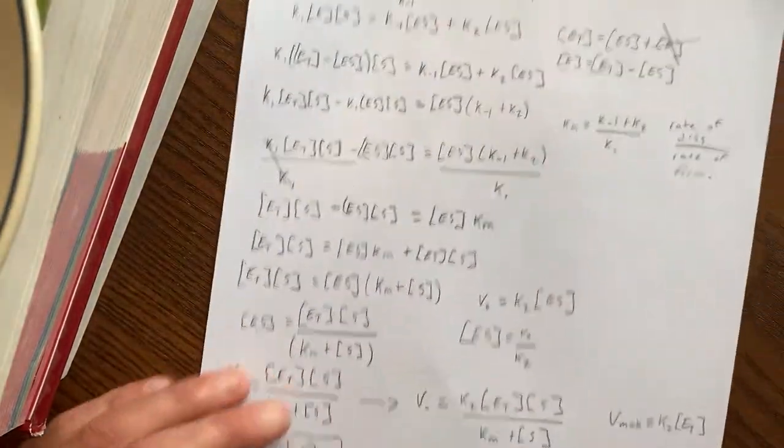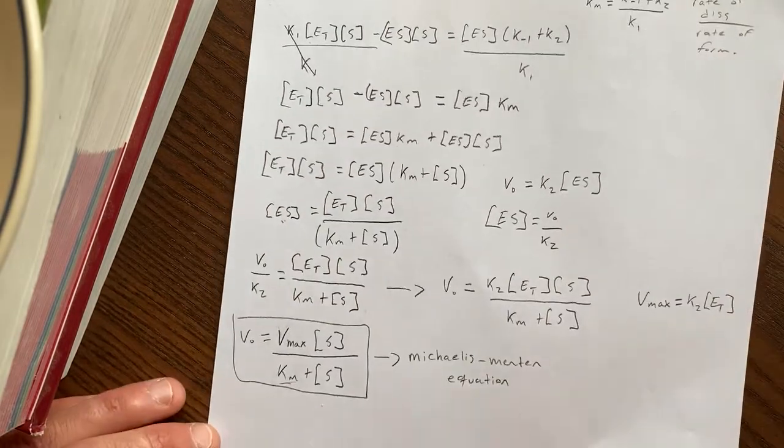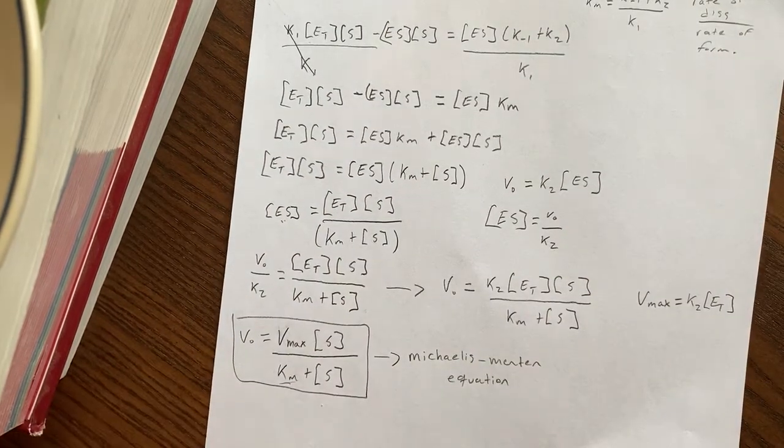And then here we have our derived equation where we end up at our Michaelis-Menten equation.